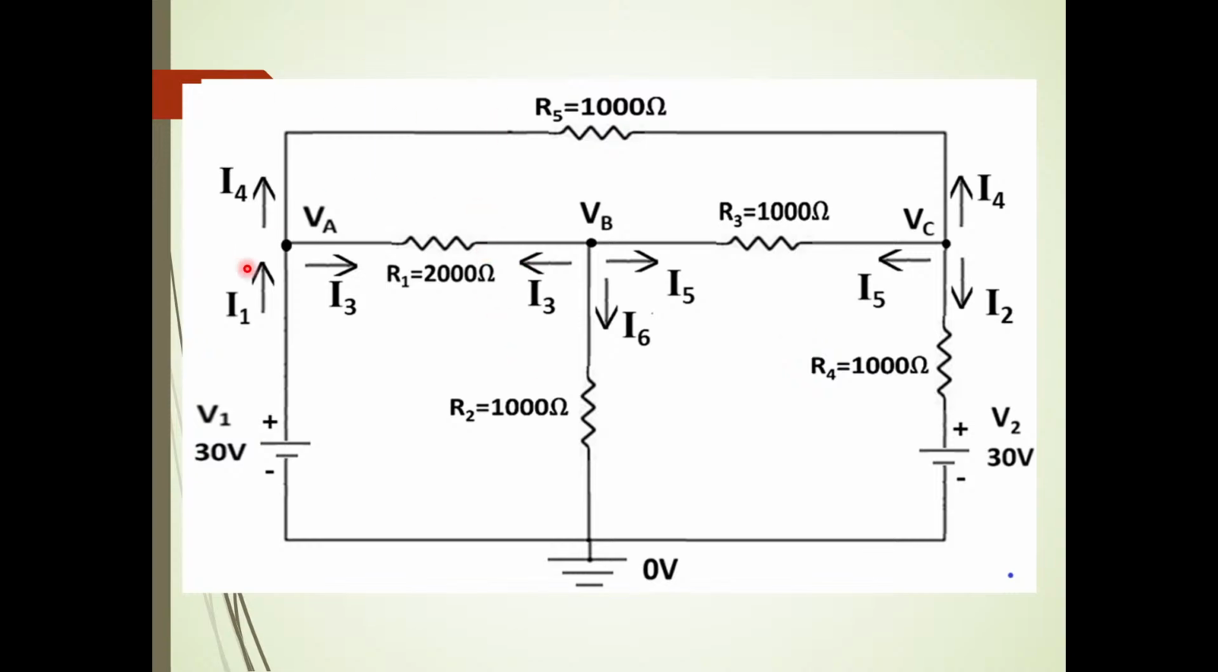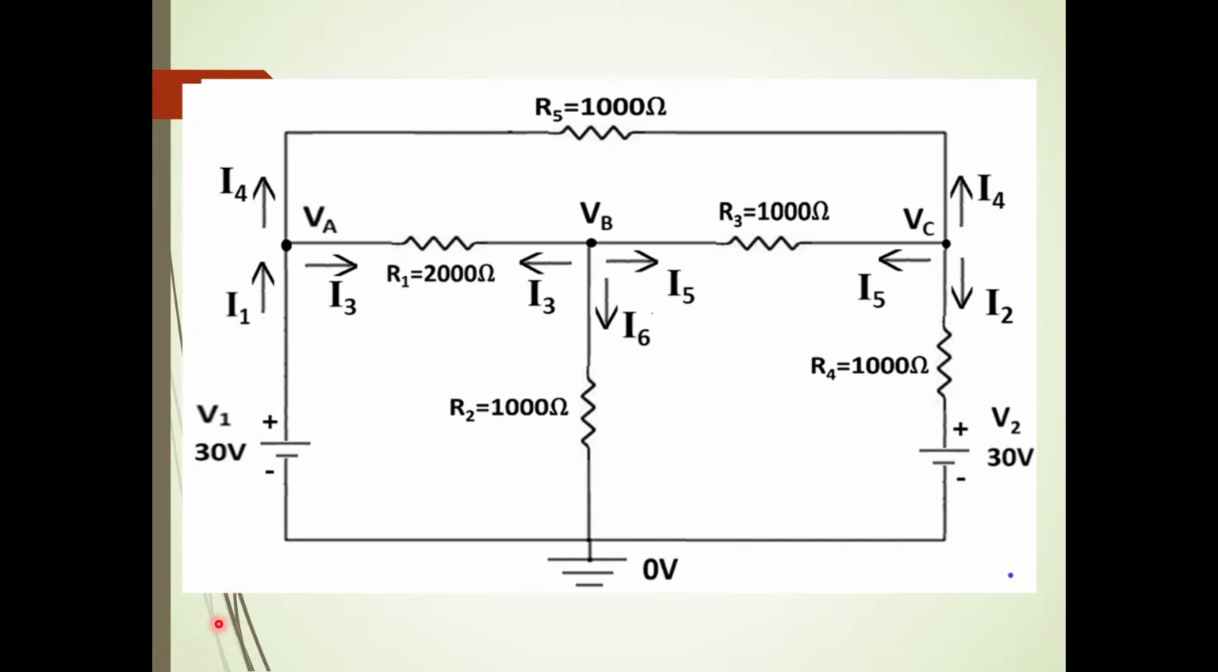So this is it. At each node, you have to assume either all currents are entering or all currents are leaving, or you can assume some of the currents are entering and some are leaving. At node A, what did I assume? One current is entering, two currents are leaving. At node B, I assumed all the currents are leaving the node. At node C, I have assumed all the currents are leaving the node. If you don't like this, you need not follow me. You can assume your own directions. Depending on the current direction that you have assumed, you must write the nodal equations.